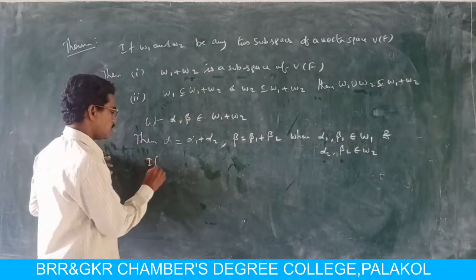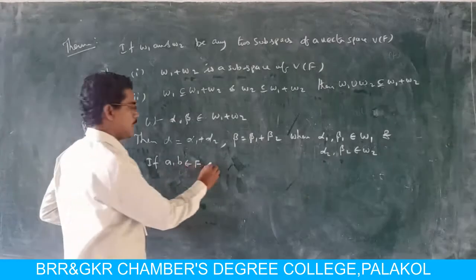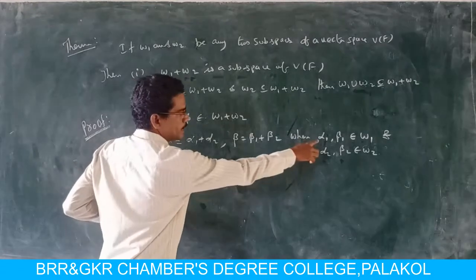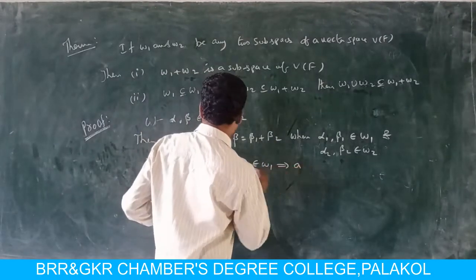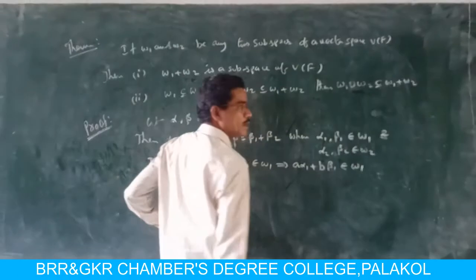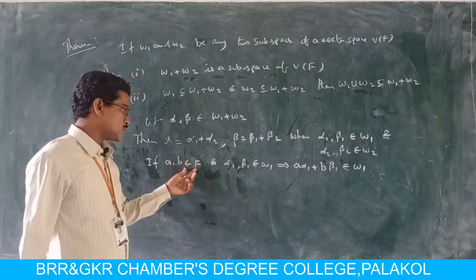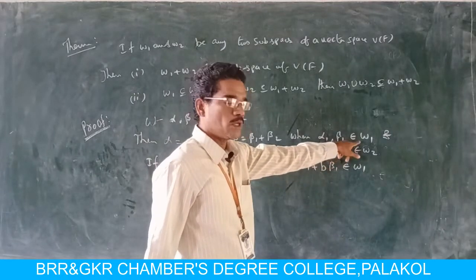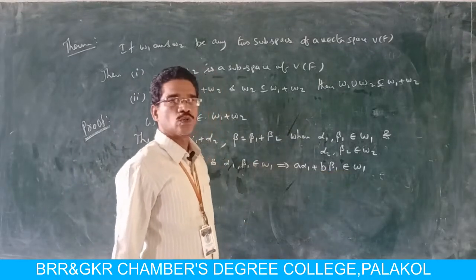If a, b belongs to F and alpha 1, beta 1 belongs to W1, then by the definition a alpha 1 plus b beta 1 belongs to W1. Here a, b belongs to F by the definition. a, b belongs to F and alpha 1, beta 1 belongs to W1. Here alpha 1, beta 1 belongs to W1 implies a alpha 1 plus b beta 1 belongs to W1.